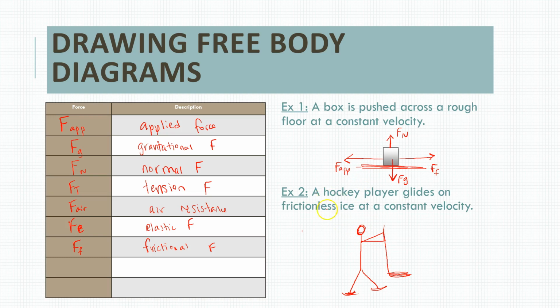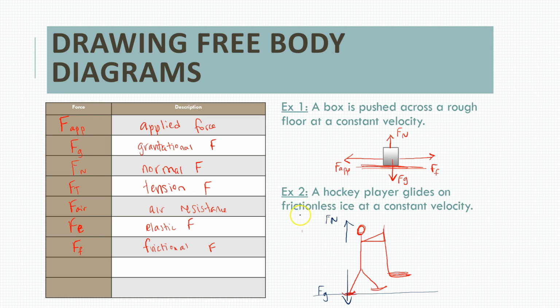If they glide on frictionless ice at a constant velocity, what all could we label for our little red hockey player? Okay. First of all, this person is going to have Fg. They're obviously, like, here's the ice. They have to have weight. Weight is pushing down. And unless they are moving down through the ice, Fn would have to be the same as Fg. The ice is pushing back up on the person.